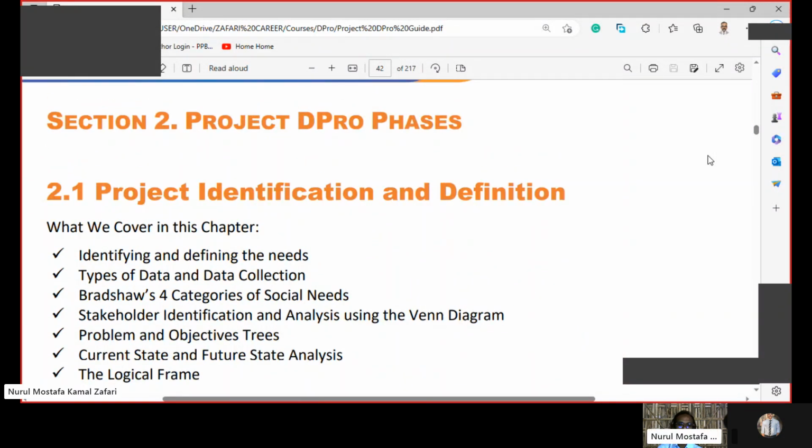Now section 2, Project DPro phases. The first phase is project identification and definition. In this chapter, you will see identifying and defining the needs, types of data and data collection, ratios for categories of social needs, stakeholder identification and analysis using the Venn diagram, problem and objective trees, current state and future state analysis, the logical framework.